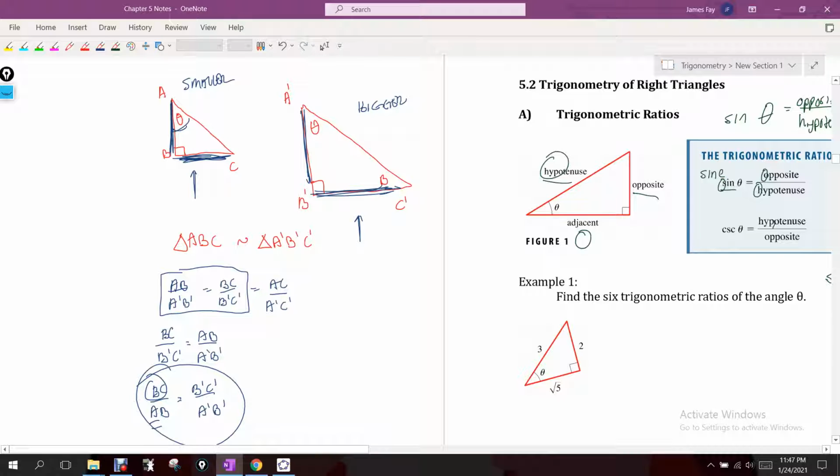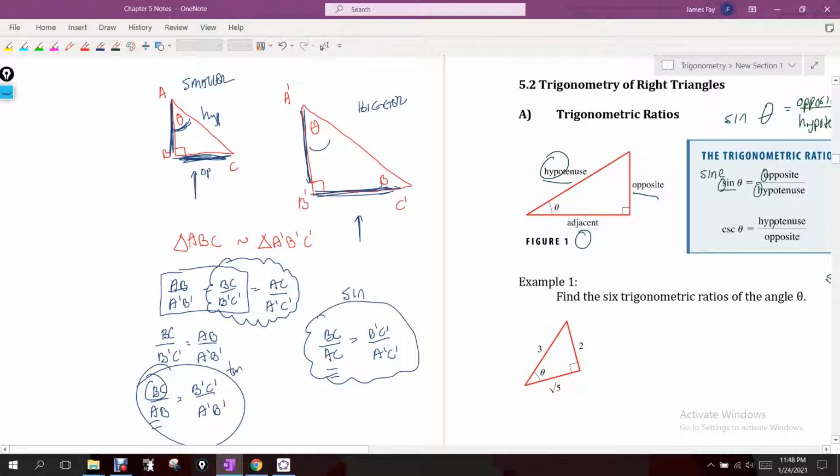If we were to look at, let's say, those two, let's rewrite that. I'm just going to interchange these means, so I get BC over AC, and then I'll have B prime C prime over A prime C prime. So BC compared to AC, looking at theta again, BC would be opposite, AC would be hypotenuse. So the quotient of those two distances is going to be the same as the quotient of B prime C prime to A prime C prime. That is the opposite divided by the hypotenuse, and that relationship is what we're calling sine.